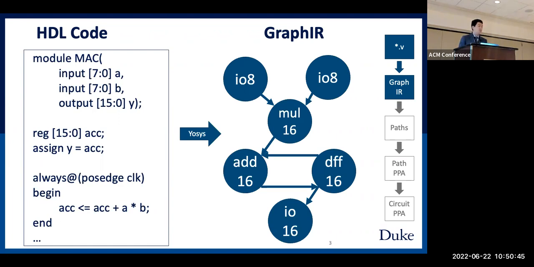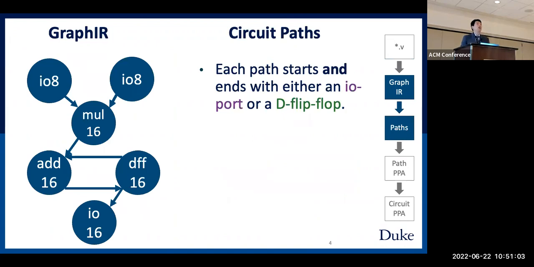Each node in this graph represents a functional unit in the circuit, and each edge represents a wire connection between these functional modules. So you can see that the I/O ports in the Verilog code are converted into the vertices with the name of I/O, and the add and MUL vertices represent the adder and the multiplier units in the MAC unit, respectively. Now we have a graphical representation of the circuit.